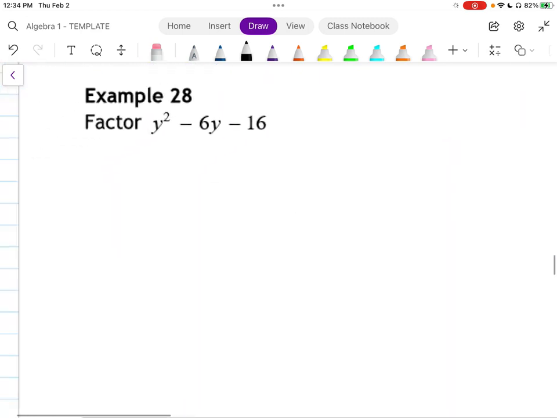Next page. We're wanting to break up the -16 and add up to be -6. Now, if they're going to multiply to be a negative, then one has to be positive, one has to be negative, right? And I'm going to try to think this through in my head without having to write a bunch down. I'm thinking -8 and +2, right? -8 times 2 is -16. -8 plus 2 is -6. So that's going to be the combination we want.